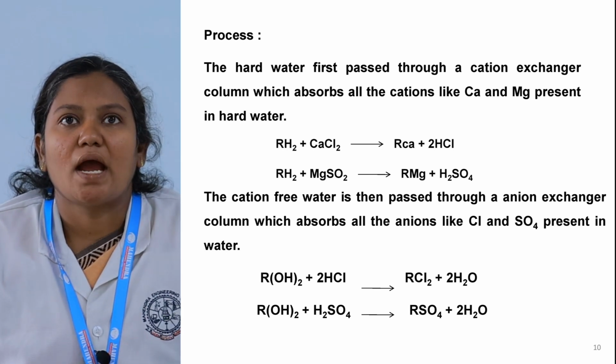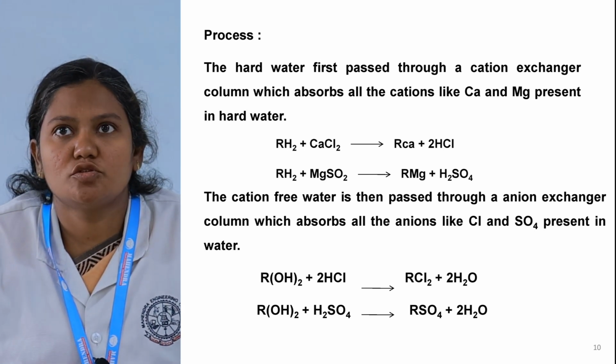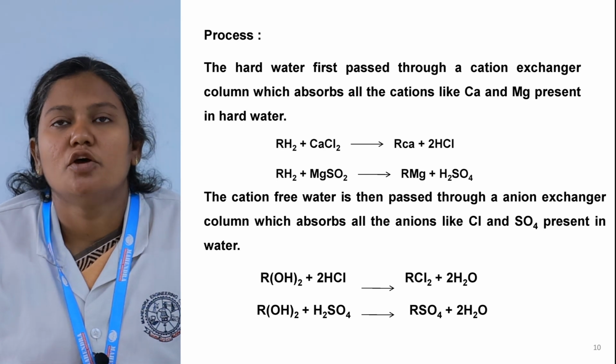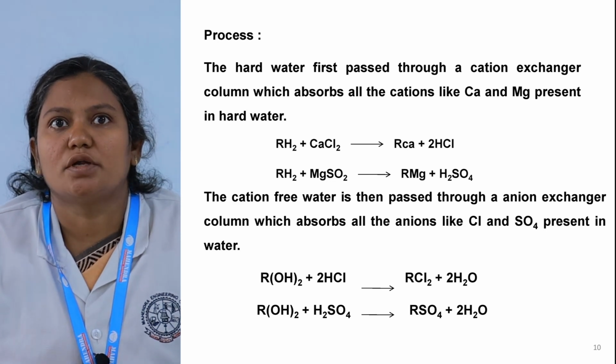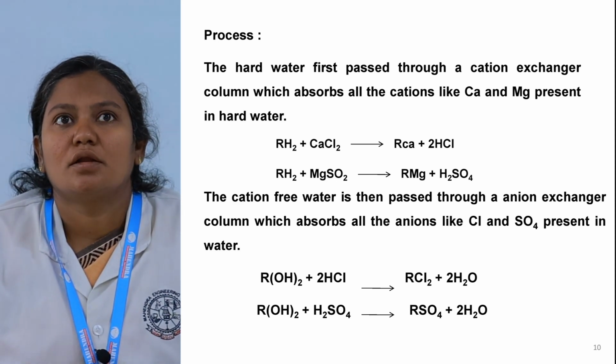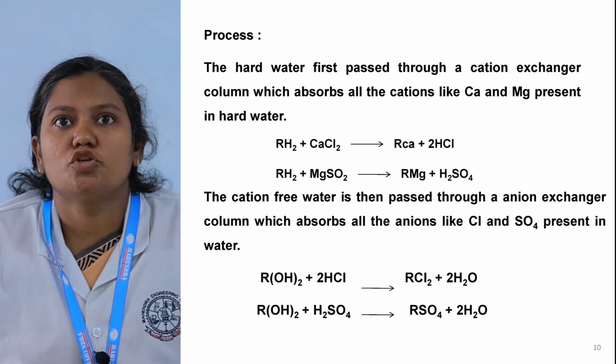When we add hard water, that undergoes the softening method. The process carried out here is that the hard water first passes through a cation exchanger column, which absorbs all the cations like calcium, magnesium, sodium and potassium present in hard water. A few reactions are: RH2, the representation of the cation exchanger, then addition of calcium chloride or magnesium sulfate.